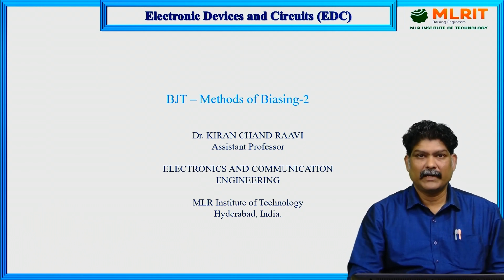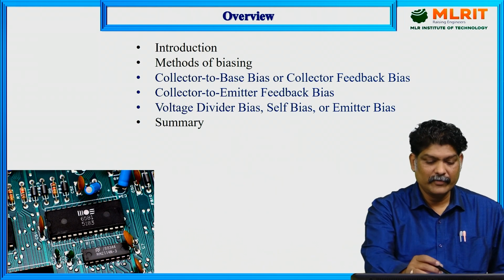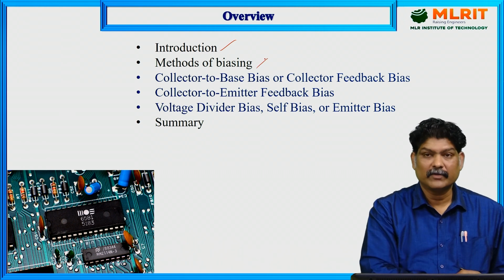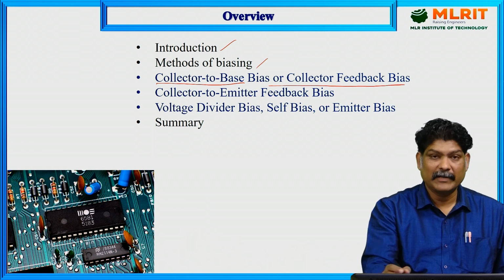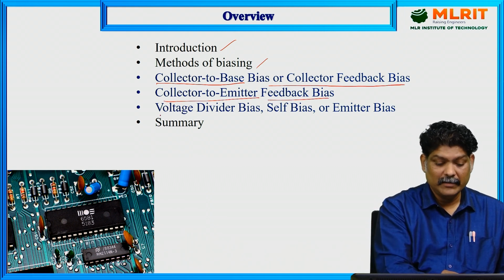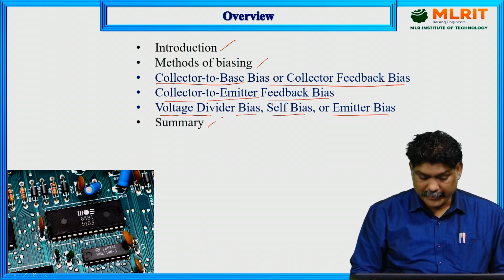Methods of biasing circuits, part 2. So, the overview of today's presentation starts with the introduction, then the different methods of biasing. Mainly we focus on collector to base bias or collector feedback bias, collector to emitter feedback bias, and voltage divider bias or self bias or emitter bias, and we conclude with a summary.